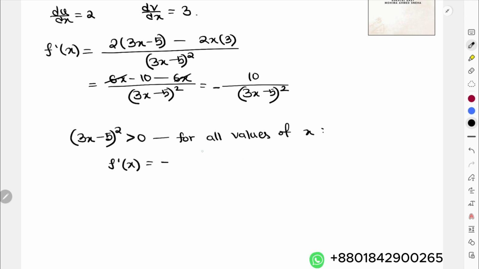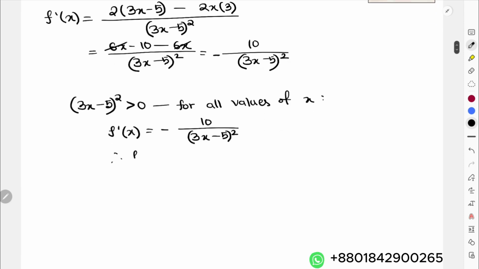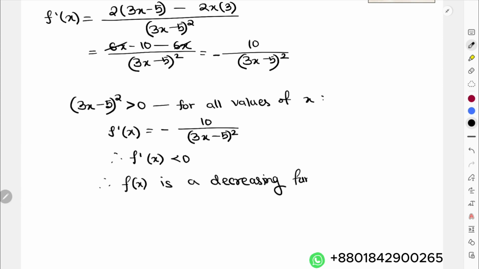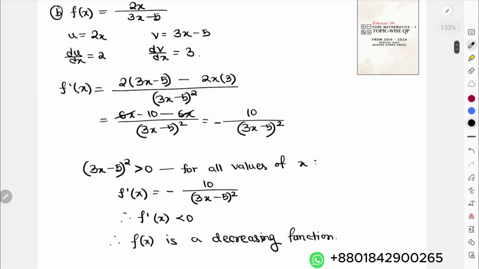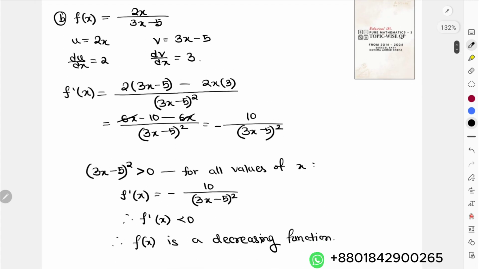So you have to write that this is minus 10 over (3x minus 5) whole squared, and in that case we can write f'(x) is negative, I mean less than 0. Therefore f(x) is a decreasing function, right? This is the reasoning they were asking: how do you know after the differentiation that f(x) is going to be a decreasing function? This is how we know. Since f'(x) is less than 0, f(x) was actually a decreasing function. So this is it. We are done with part B.